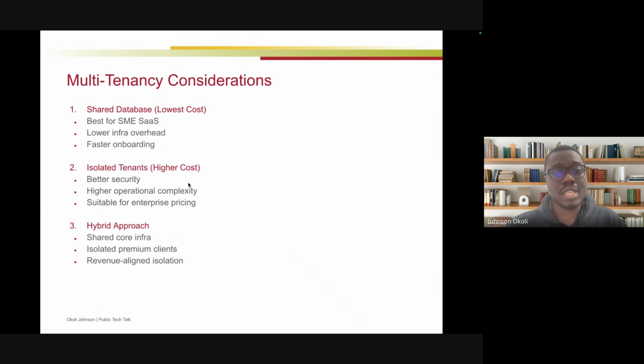Then we have isolated tenants. This one is a higher cost, where tenants have their own instances, and this brings complexity in the cost of operation and in maintaining the pricing too. But the better approach would be a hybrid approach where you have a shared core infrastructure. You also have isolated clients for the premium ones, and then you're able to align the whole setup in terms of revenue.